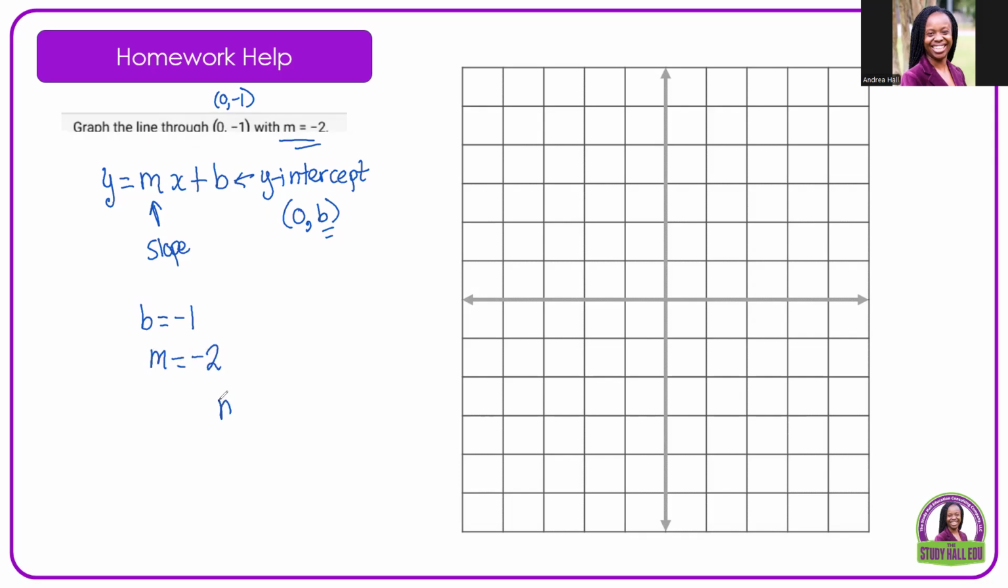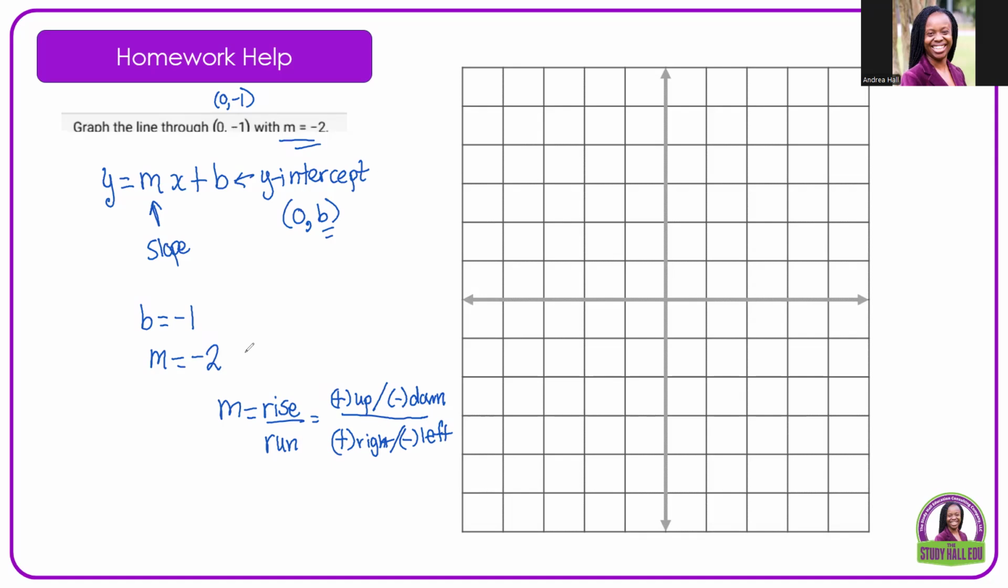Whenever we have a slope, remember your slope tells you your rise over your run. If the top number is positive, that means you're going to go up. If the top number is negative, that means you're going to go down. If the bottom number is positive, that means you're going to go to the right. If your bottom number is negative, that means you go to the left.